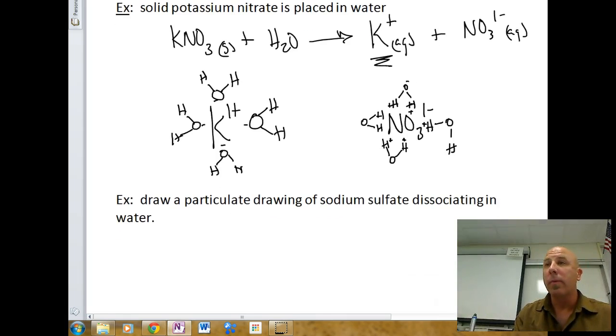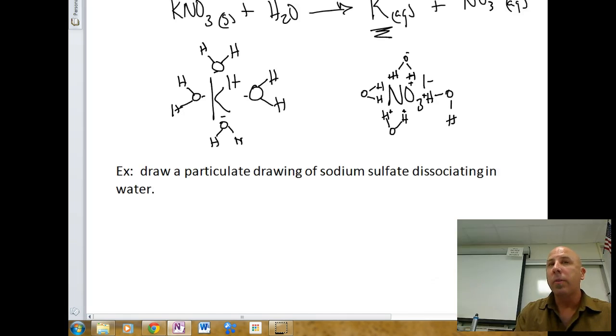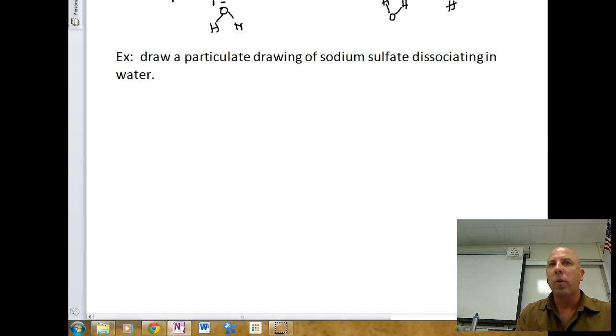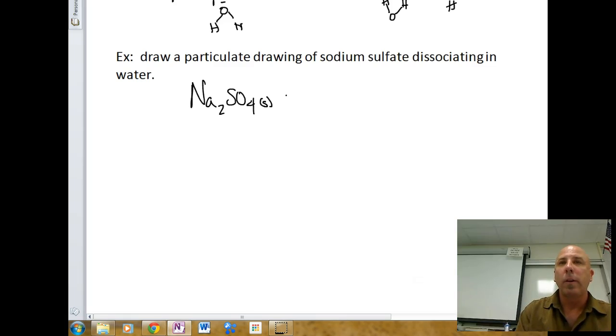I do want to talk about something that's very important, so let's get into the next part. It says, draw a particulate drawing of sodium sulfate dissolving in water. Of course, we remember all of our polyatomics, so let's draw a balanced equation for this first. We're going to take some sodium sulfate solid, and we're going to place it in water.